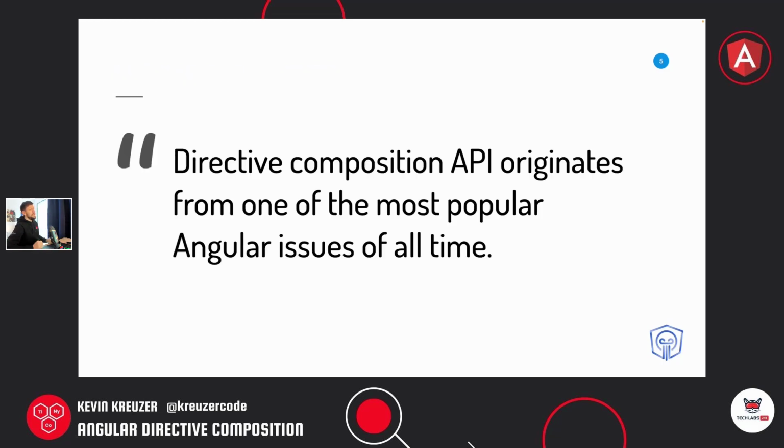Because the Directive Composition API originates from one of the most popular Angular issues of all time. That's pretty cool. I also want to take this chance to say thank you to the Angular team, because it's pretty cool that the Angular team listens to the community and also provides features that the community really wants. I know that this is not always possible because they also have their roadmap and need to prioritize things, and there are a lot of things that the community wants. But it's pretty cool that we as a community have a say in the direction of Angular.